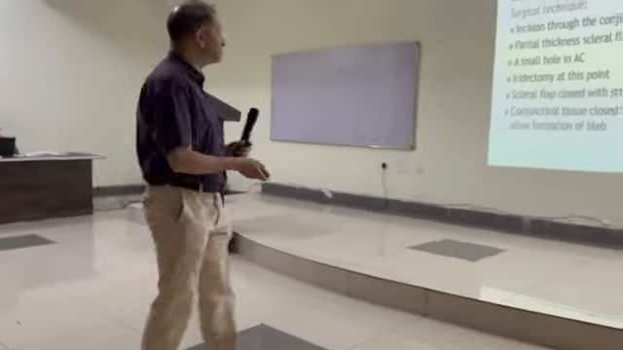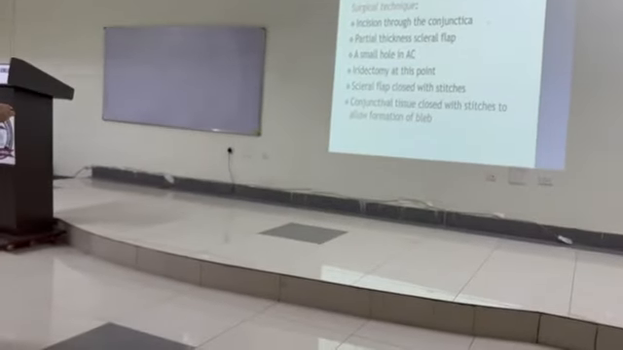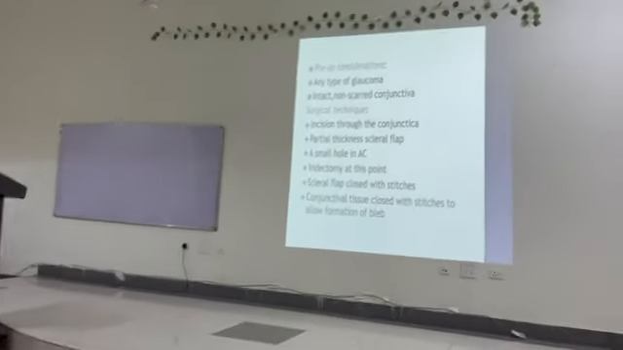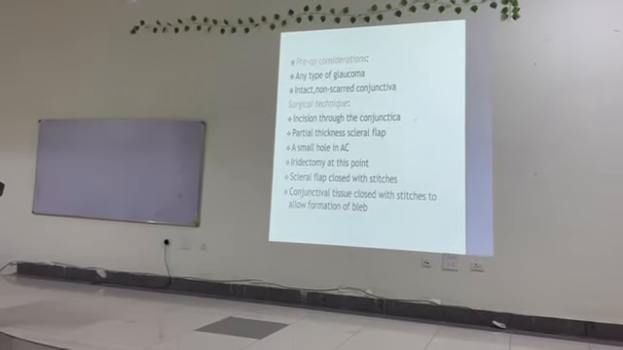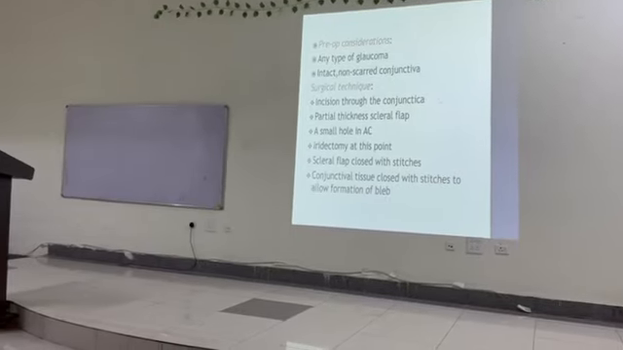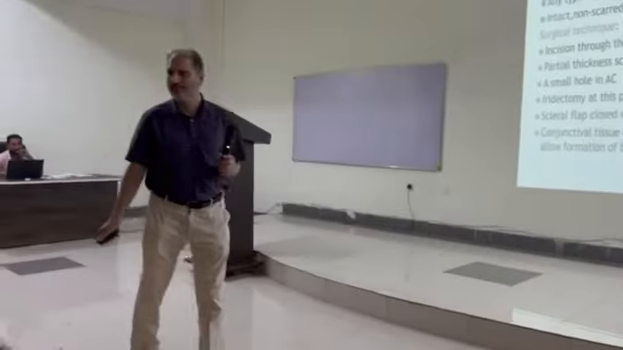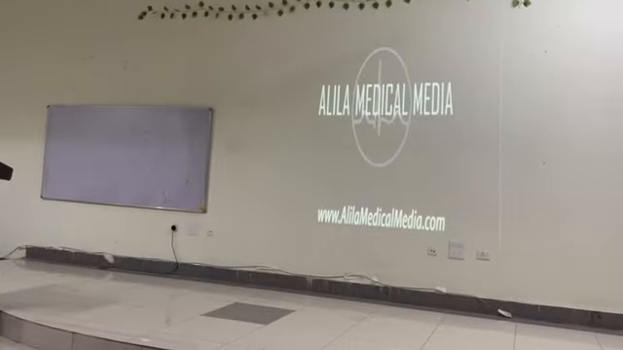Again, we go through the steps. Incision to the conjunctiva, Tenon's. Then the scleral flap. Then the small hole into the AC. Now at this point, do we have a formation of blood? Yes. This is a kind of flap.